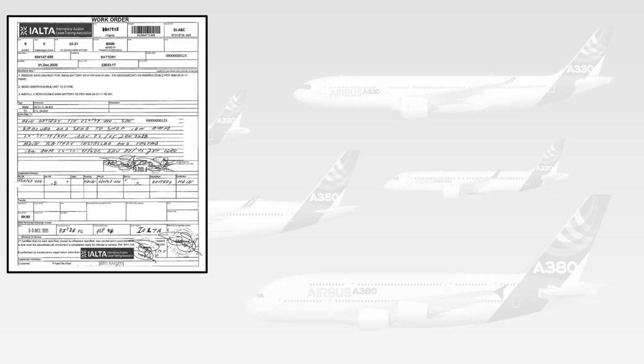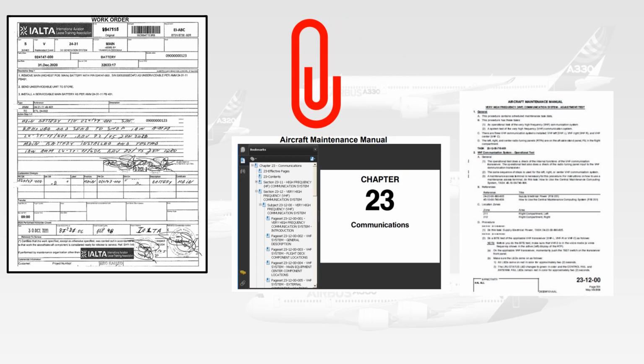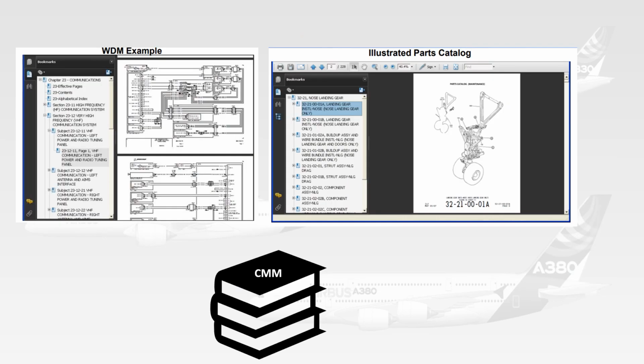The routine task cards will also have attachments, such as the AMM, or Aircraft Maintenance Manual, which is a detailed work instruction of the task to be performed. Other OEM manuals include IPC, Illustrated Parts Catalog, WDM, Wiring Diagram Manual, SRM, Structure Repair Manual, and CMM, Component Maintenance Manual.